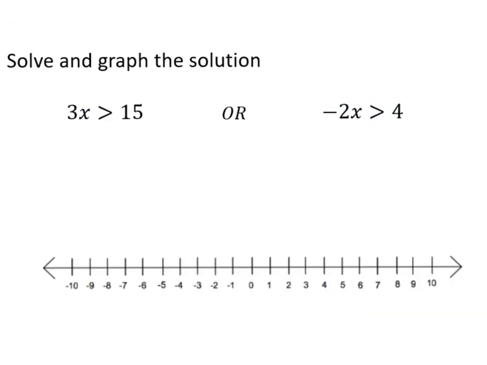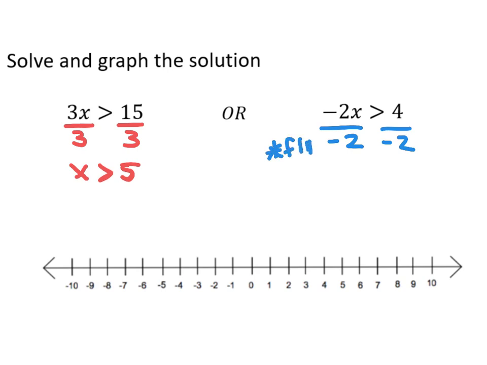For our last example, again, we have to solve both the inequalities separately. So to solve for x on the left, I would have to divide both sides by 3 to get x is greater than 5. And then on the right, I have to divide both sides by -2. Again, since we're dividing by a negative, you have to flip the inequality symbol. So you'd have x is less than -2. Now if we're to graph, we're going to have an open circle at 5, and draw our arrow to the right, and you'll have an open circle at -2. Draw your arrow to the left.